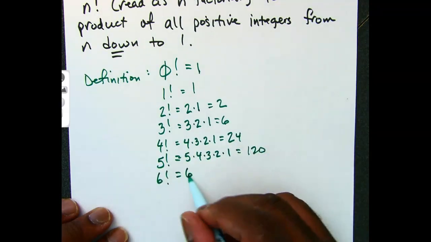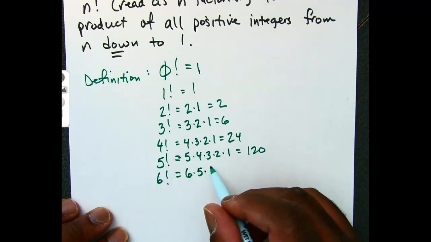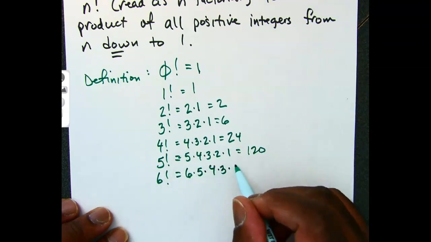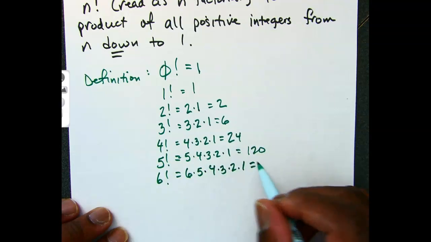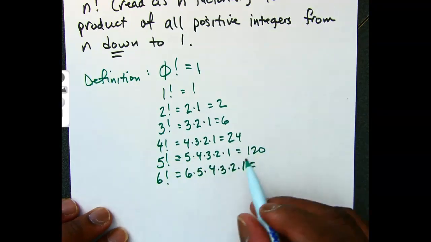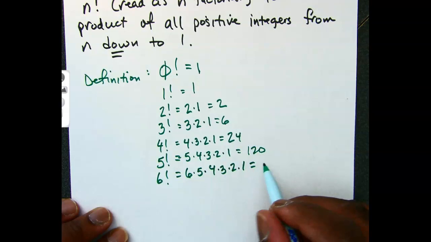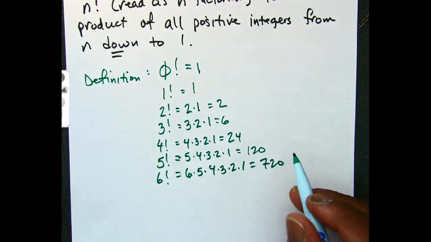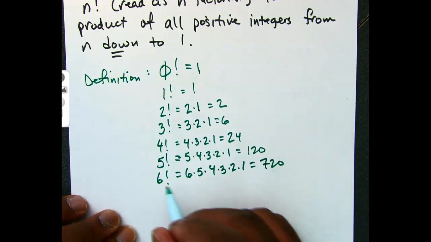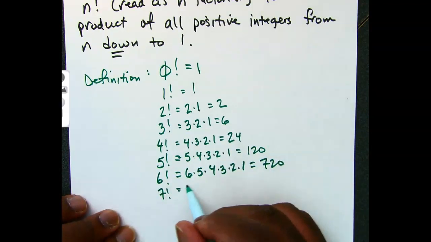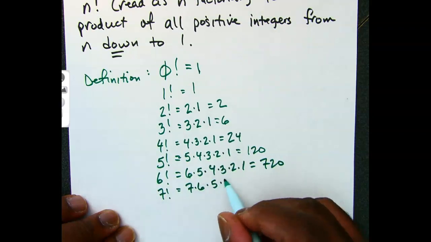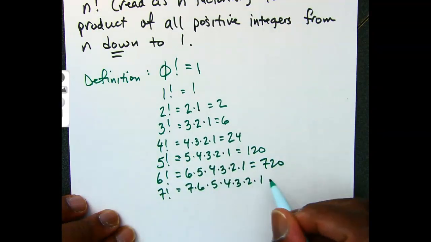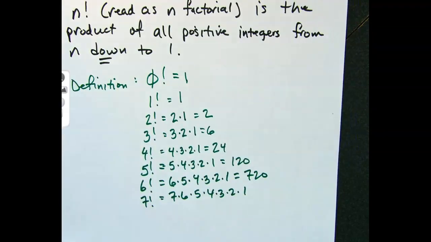6 factorial: 6 times 5 times 4 times 3 times 2 times 1. So 120 times 6. 6 times 12 is 72, so 720. Okay, then 7 factorial and so on: 7 times 6 times 5 times 4 times 3 times 2 times 1, etc. So the numbers grow, and they grow pretty fast.